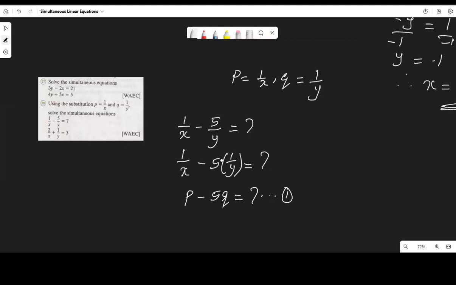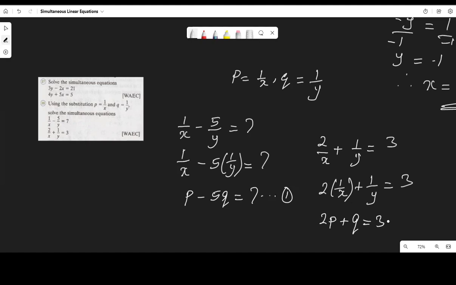Doing the same thing for the second equation, I have 2 over x plus 1 over y equal to 3. Let me make an adjustment to the first term. I can write that as 2 times 1 over x, then plus 1 over y equal to 3. Now replacing it, p is equal to 1 over x, so that will be 2 times p instead of 2 times 1 over x, so 2p, plus 1 over y, which is q, equal to 3. Let's call this equation 2. Now we have formed two equations, so let's solve the two equations simultaneously.